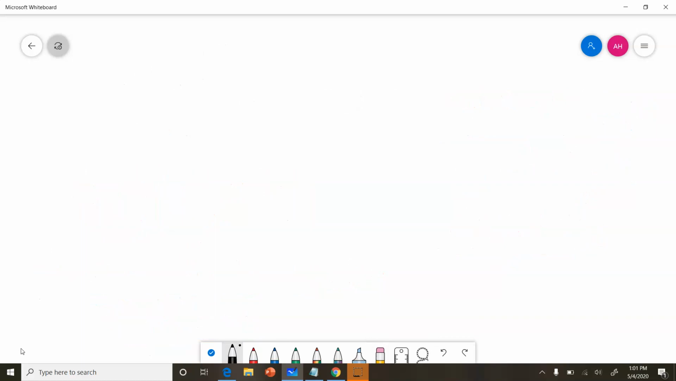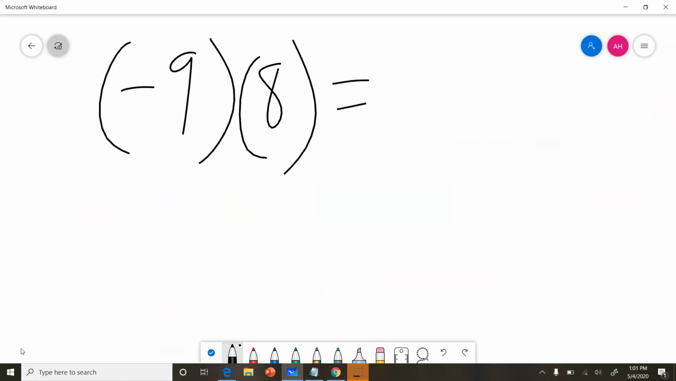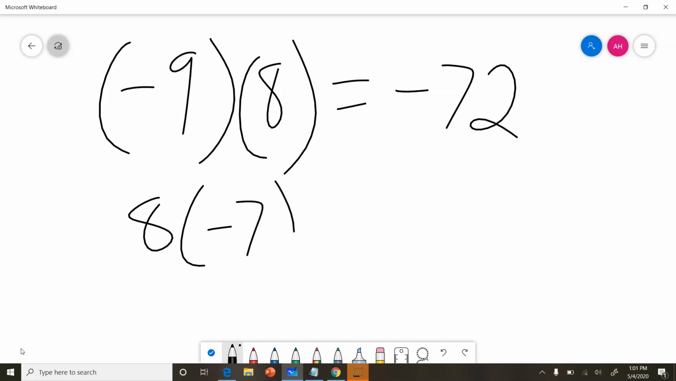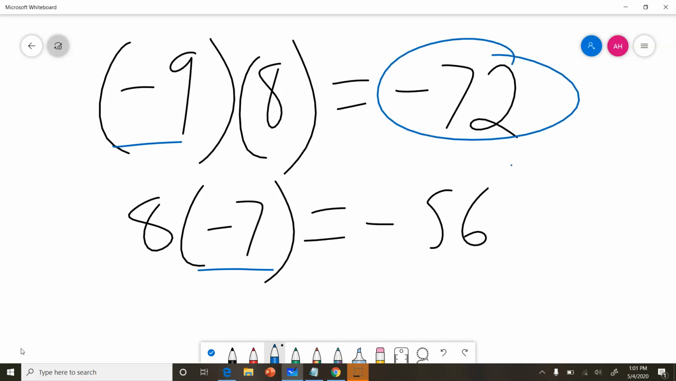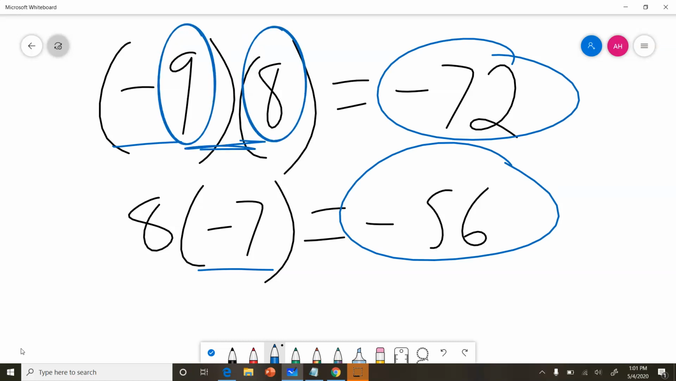Like what if we had negative 9 here times positive 8? Well, there's one negative, so it would be negative 72. If I had 8 times negative 7, what would that be? That would be negative 56. Why? Because there's one negative. So that makes the overall answer negative. The multiplication is the same, right? You only multiply the numbers just like you would normally. 9 times 8 is 72. 8 times 7, 56. Okay?